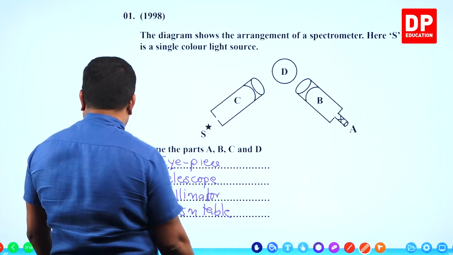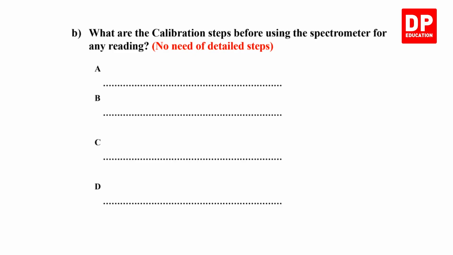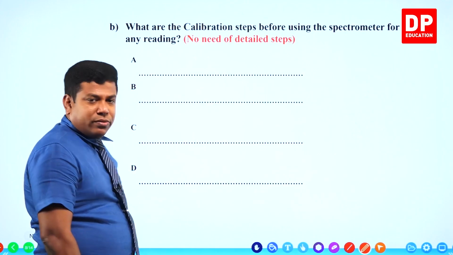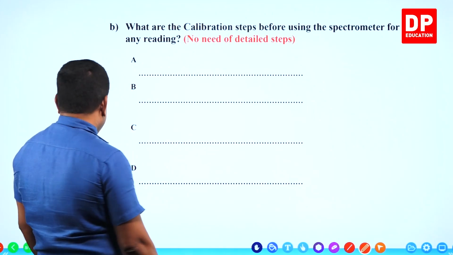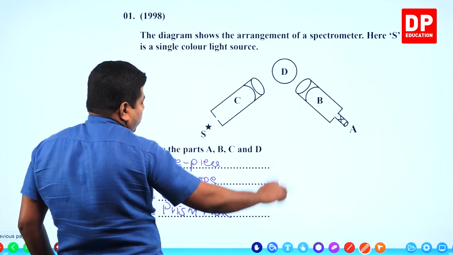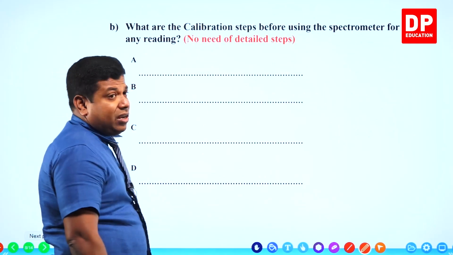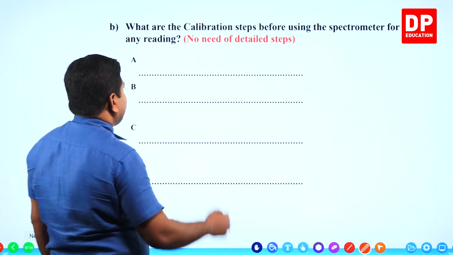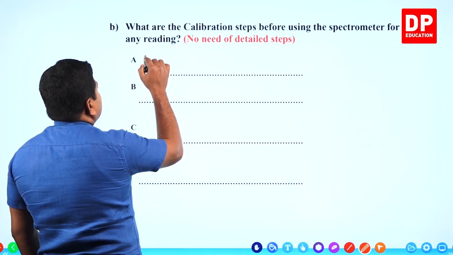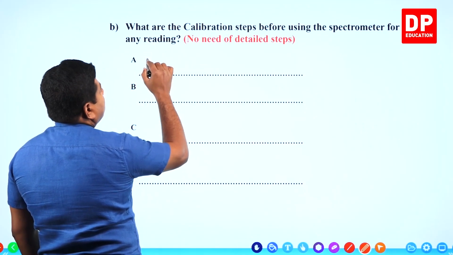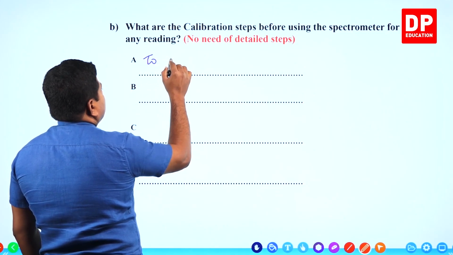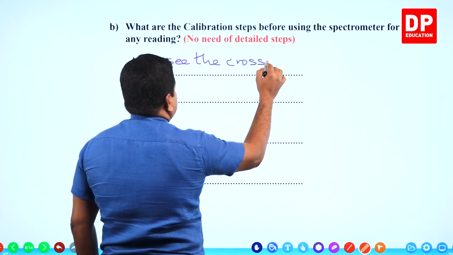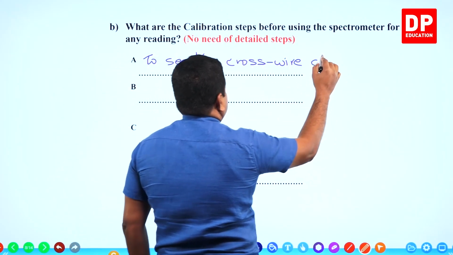What are the calibration steps before using the spectrometer for any reading? No need for detailed steps. So briefly, A is which one? Eyepiece, right? What is the main calibration we do in the eyepiece? Make sure you can see the crosswire clearly. Calibrate it to see the crosswire clearly.